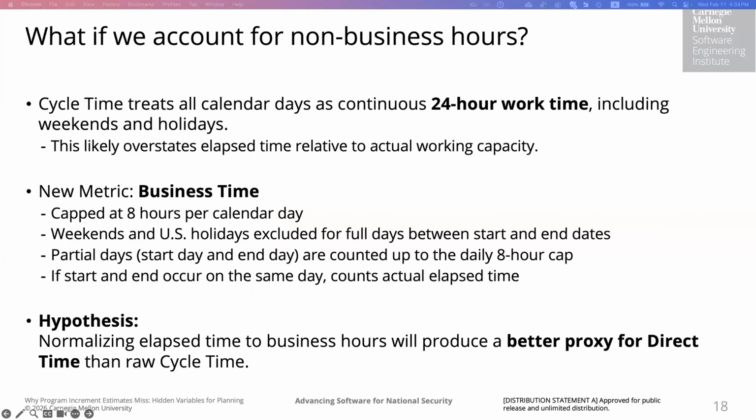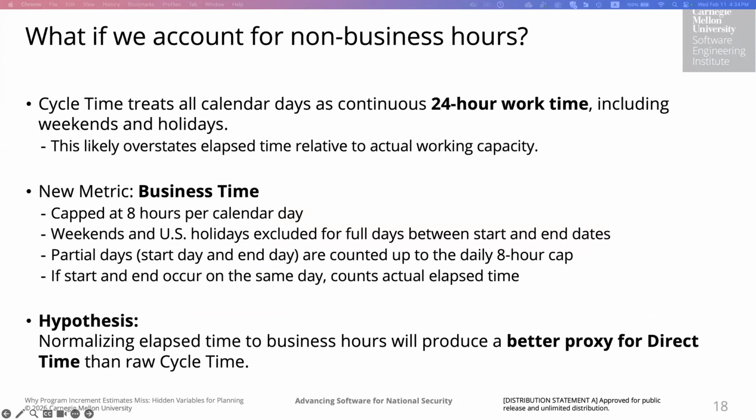So far we have treated cycle time as just one continuous 24-hour thing, including nights, weekends, and holidays. That clearly does not reflect the actual working capacity. So it likely inflates the elapsed time relative to the actual effort, especially for tasks that span multiple days. So we introduced a normalized metric called business time.